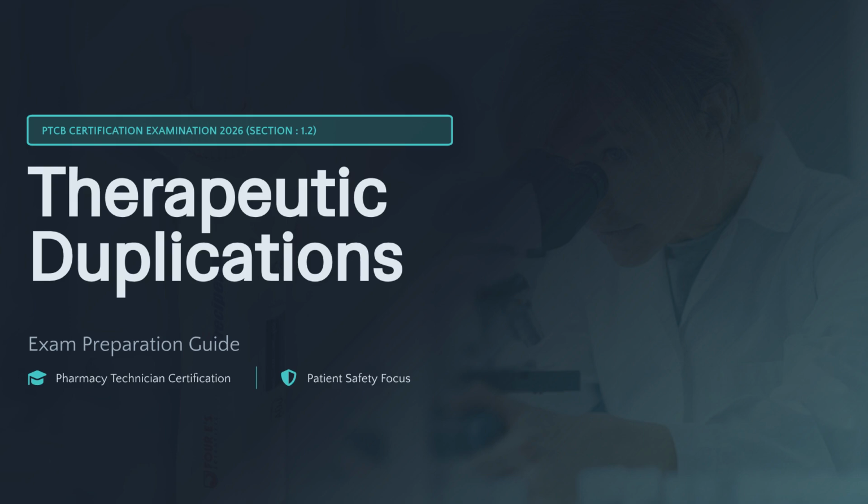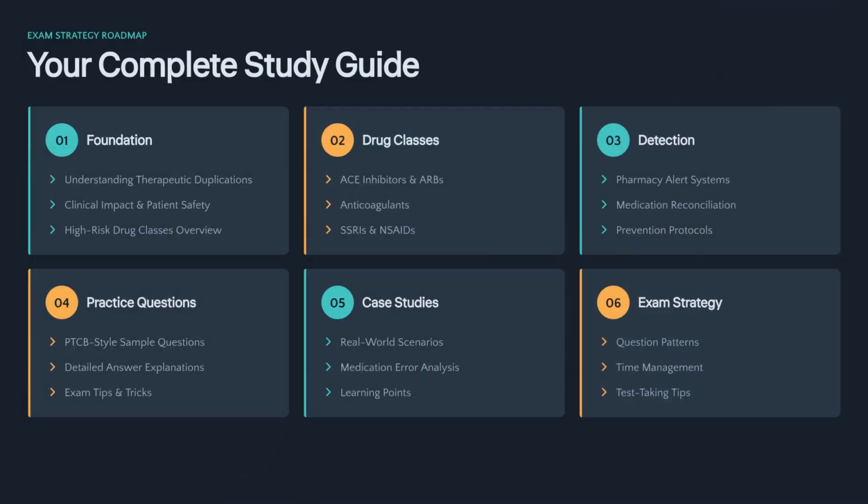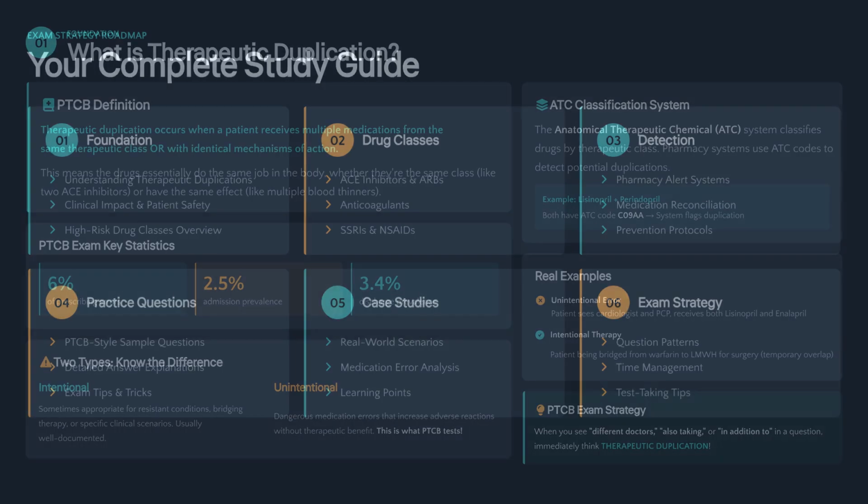Welcome to your exam preparation guide focused on therapeutic duplications, a critical component of the PTCB certification examination. Our primary focus is patient safety. This study guide is structured into 6 modules, covering the foundation of therapeutic duplications, high-risk drug classes, detection methods, practice questions, case studies, and overall exam strategy.